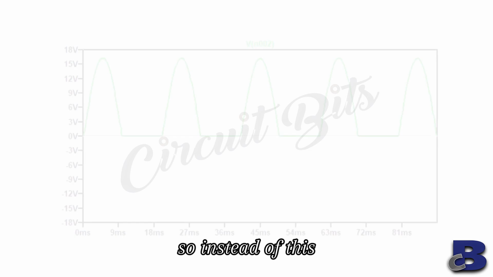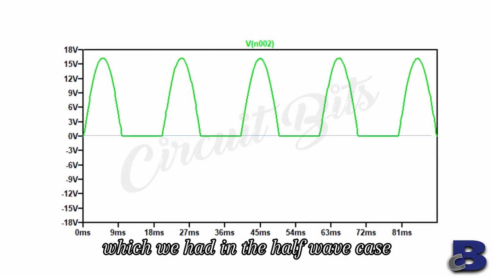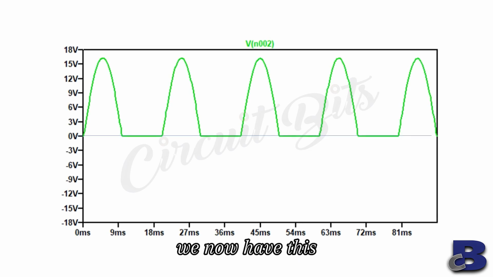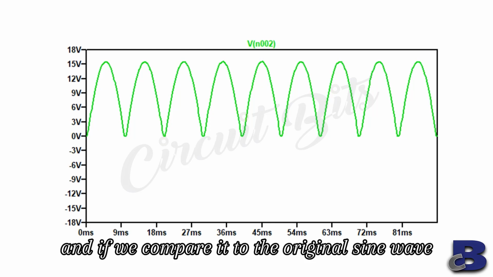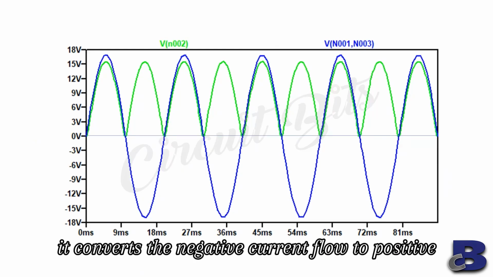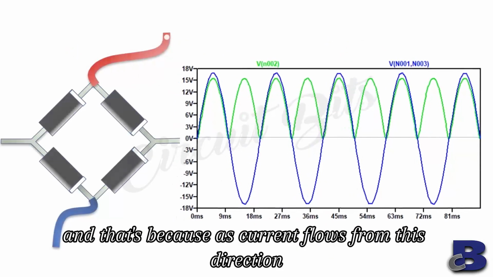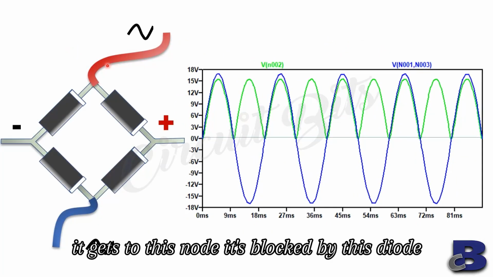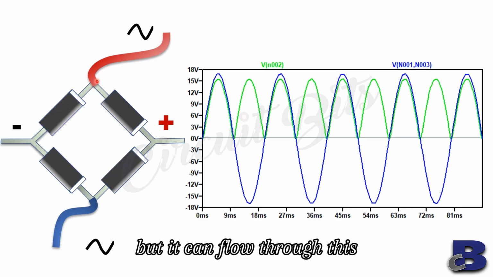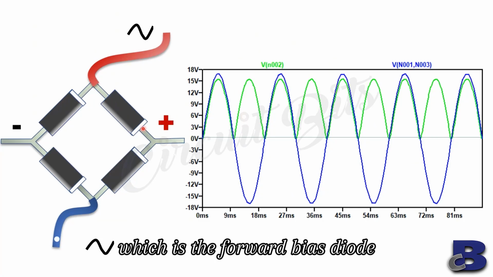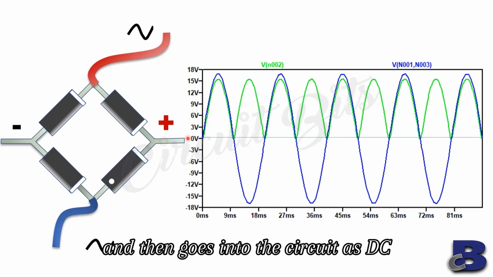So instead of this, which we had in the half-wave case, we now have this. And if we compare it to the original sine wave, we can see it converts the negative current flow to positive, and that's because as current flows from this direction, it gets to this node, it's blocked by this diode. But it can flow through this, which is the forward biased diode, and then goes into the circuit as DC.